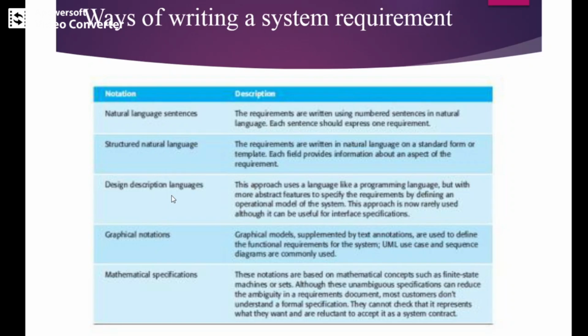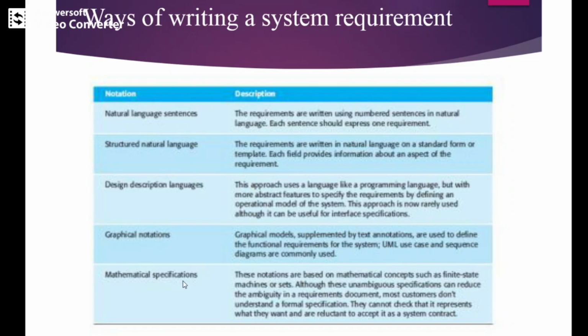Design description language, called DDL. Next, graphical notation. Here you are using some graphical models, supplemented by text annotations, to define the functional requirements for the system. So you can describe the functional requirements using these graphical models. You also have the UML use case and sequence diagrams. These are commonly used: one is the use case diagram and another one is the sequence diagram.